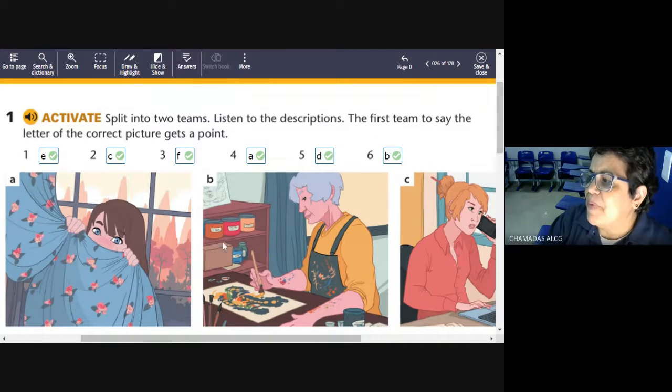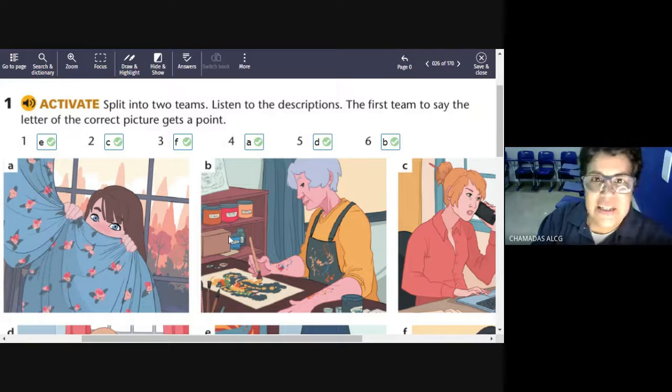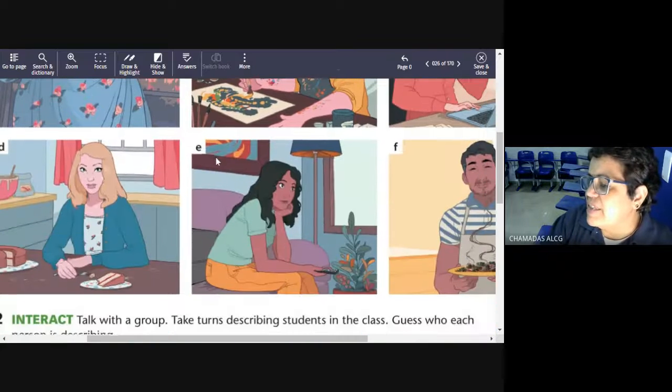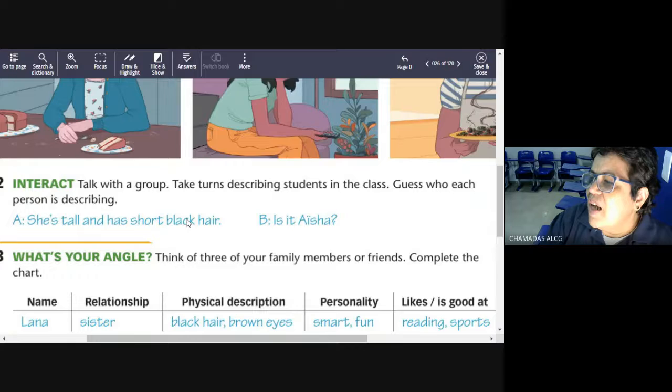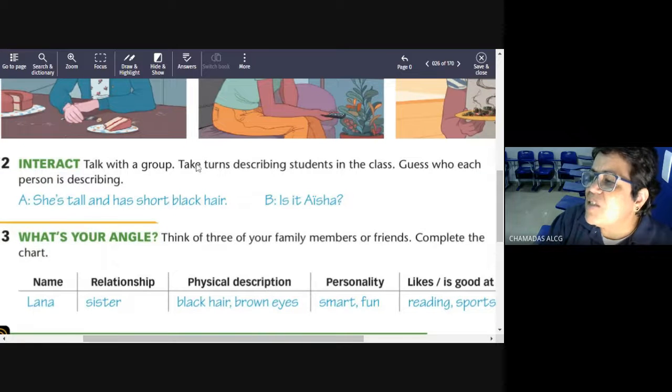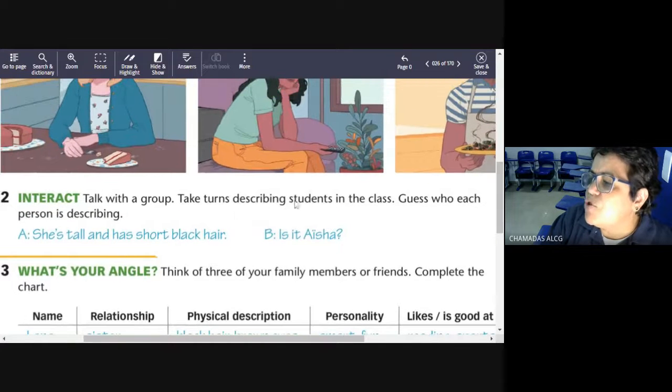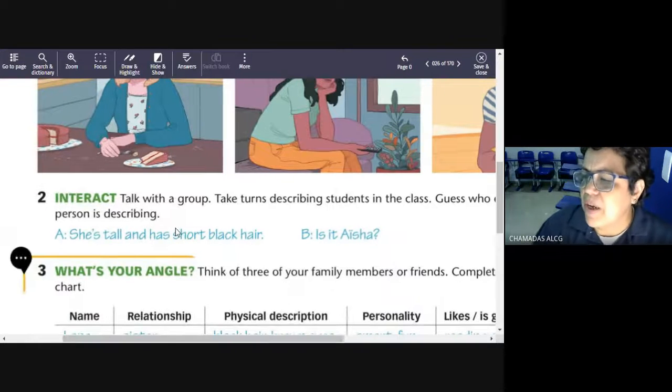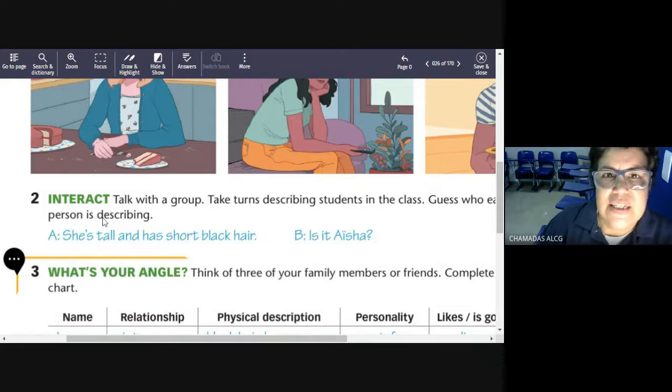All right, people. So what is the objective of this lesson? Let's see here. Take turns describing students in the class. Guess who each person is describing? We are not going to do this. Instead, I will show you some files we posted on Google Classroom about describing people, okay? So let's take a look there.